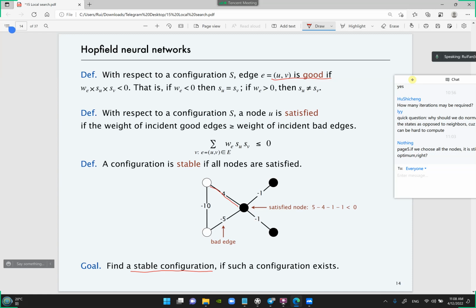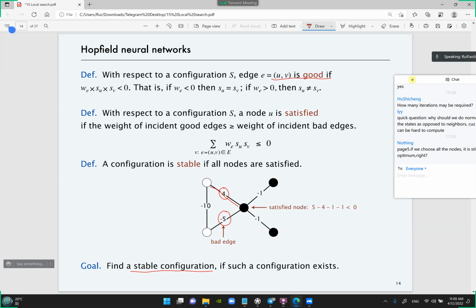Okay, so let's say white means 1 and black means negative 1. Since you have a positive weight on this edge, you want the endpoints to have different states, and so this edge is satisfied right now. Now, on the other hand, if you look at this edge, it has a weight of negative 5. When you have a negative weight edge, you want the endpoints to have the same state. However, here the endpoints have different states, and so this edge is not satisfied.